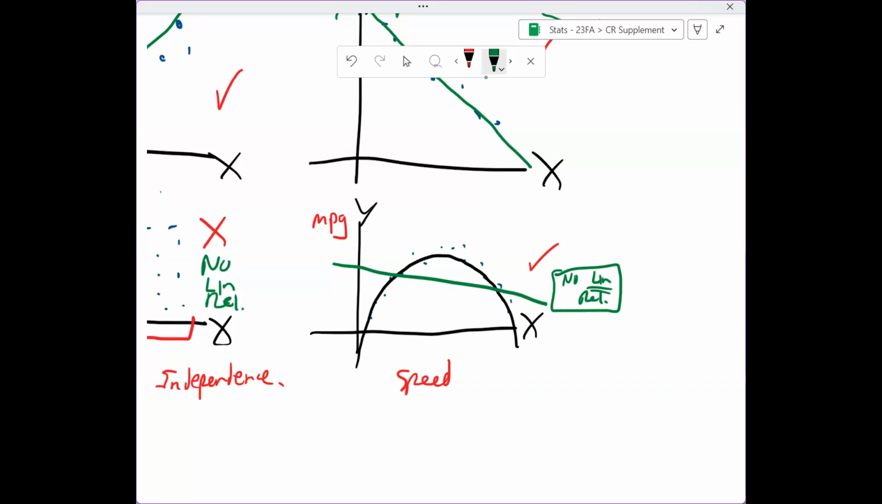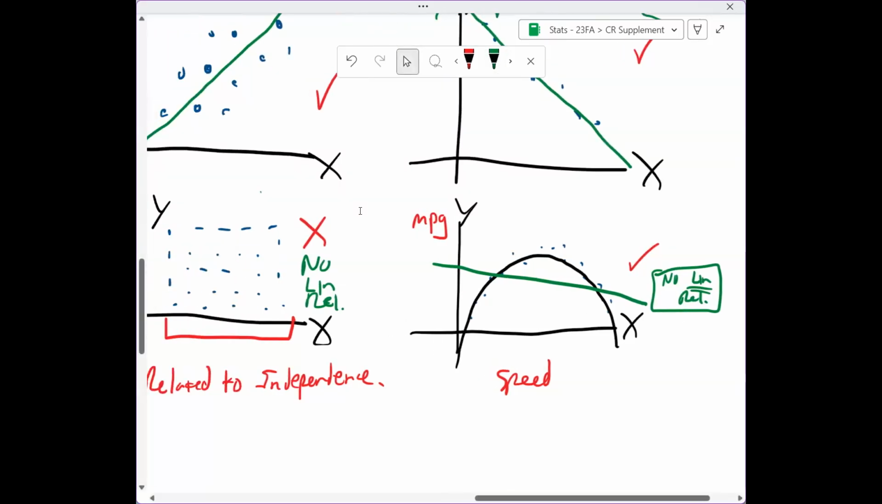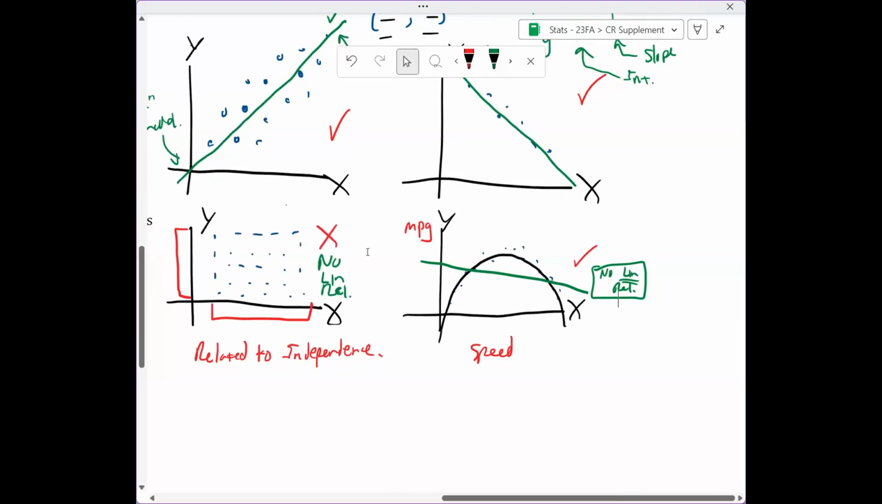Now, no linear relationship doesn't mean that there's no relationship between the variables at all. But if there's no relationship between the variables at all, that implies there is no linear relationship between them. So there are two ways that I can get an absence of a linear relationship. I could have no relationship at all. Then obviously there's no linear relationship. Or I could have a relationship that's quite non-linear like this. And here we also have no linear relationship.